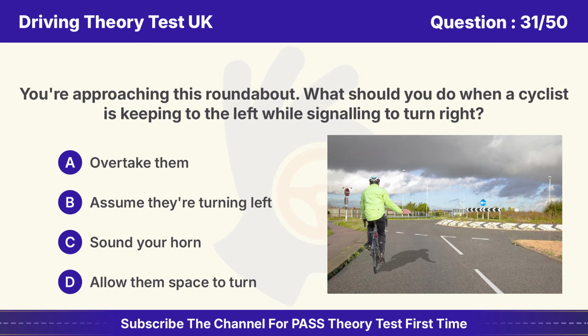Question 31. You're approaching this roundabout. What should you do when a cyclist is keeping to the left while signaling to turn right? Option A. Overtake them. B. Assume they're turning left. C. Sound your horn. D. Allow them space to turn.